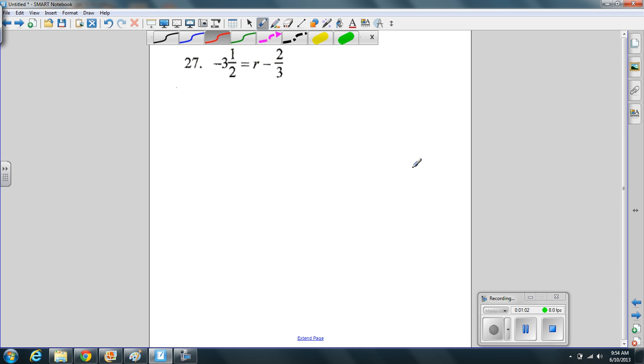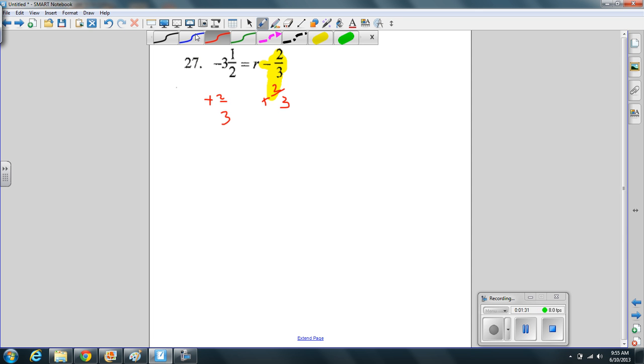Number 27, you can do this problem one of two ways. You can find the common denominator, or you can first add the 2/3 to both sides, because remember, we want to isolate the variable. So the yellow piece is what we want to get rid of. That's how I'm going to do this problem, actually. I'm going to add 2/3.